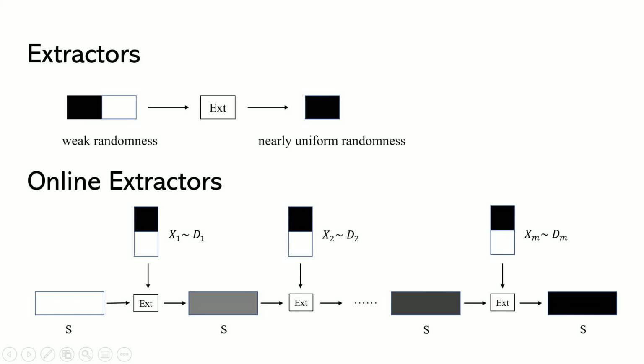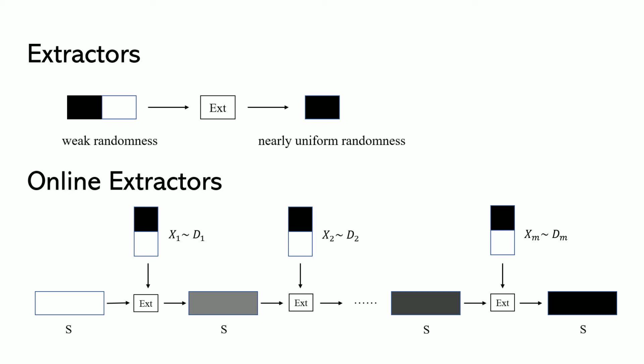Alright, let's start with the model description. In this section, we are going to define online linear extractors. In fact, this model is a concretization of online extractors. So before we move on, we will first have a look at online extractors. As we all know, a randomness extractor is an algorithm that takes some weak random sources and outputs a nearly uniform distribution. It's a fundamental task in computer science.